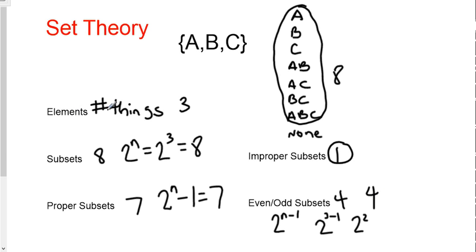So let me summarize here. Number of elements is the number of things. Number of subsets is 2 to the n. Sorry, proper subsets is 2 to the n minus 1. The improper subset is always 1. The even or the odd subset is always 2 to the n minus 1.